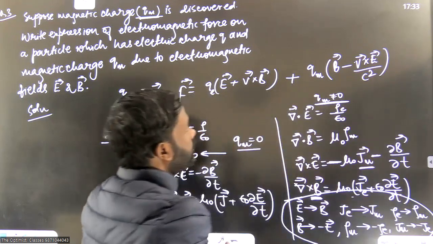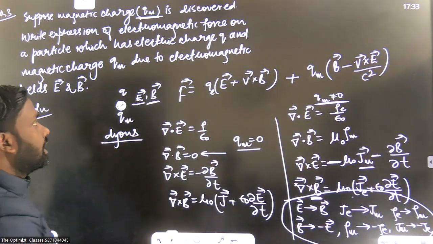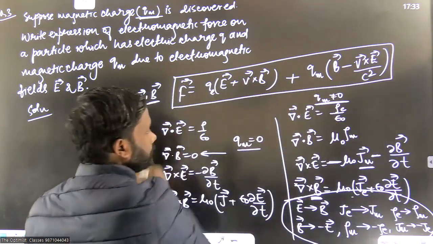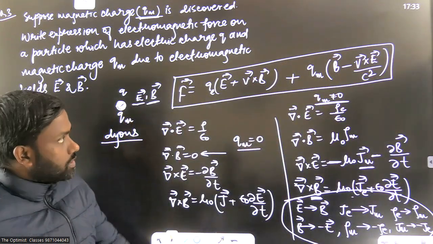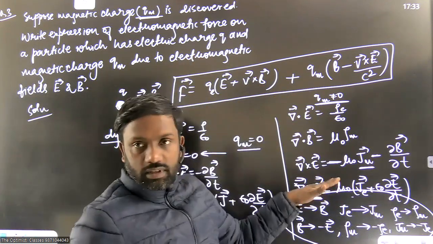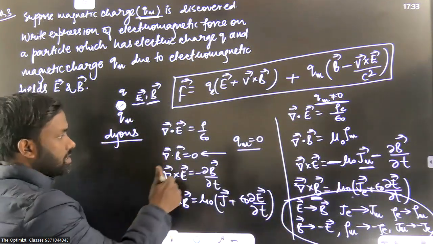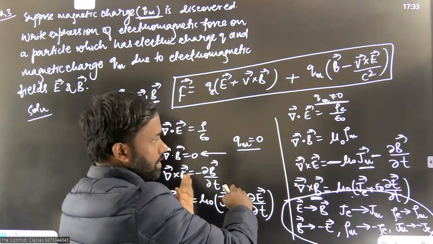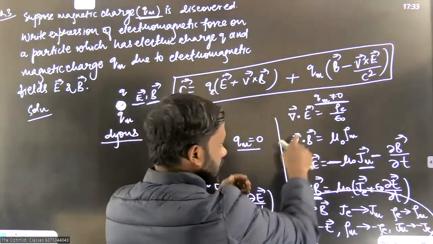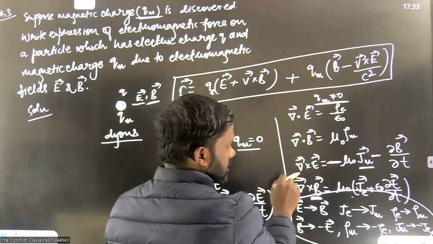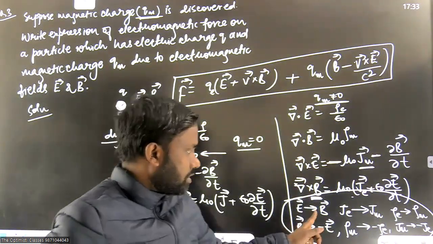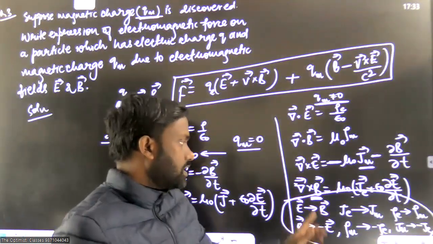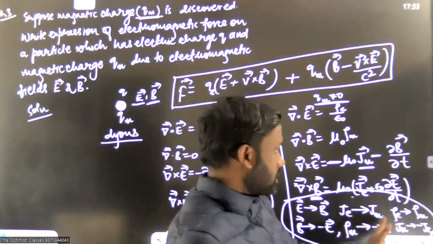So if magnetic charge is discovered, the expression for the electromagnetic force will become this. This conclusion comes from Maxwell's equations. When magnetic charge is discovered, these Maxwell's equations have to be rewritten in this form, and in this form you can see that one set of equations transforms into another set of equations. If you do this kind of transformation, E changes to B, Je changes to Jm, and rho E changes to rho M.